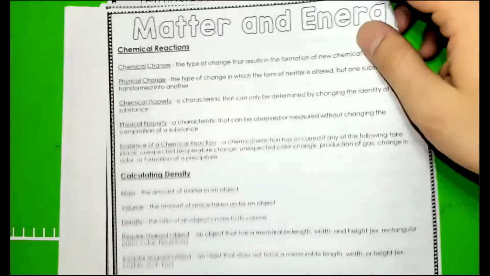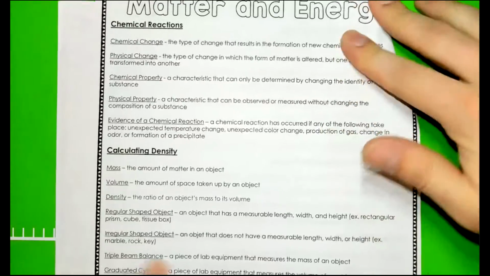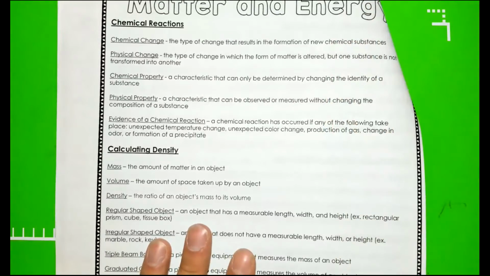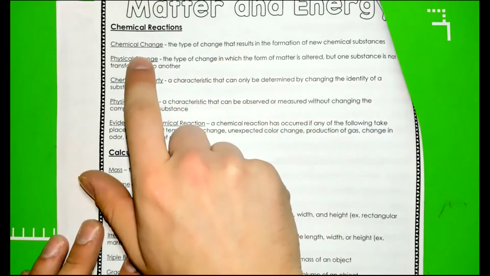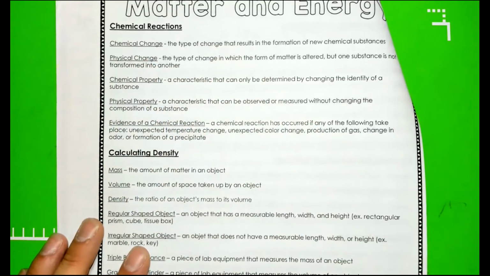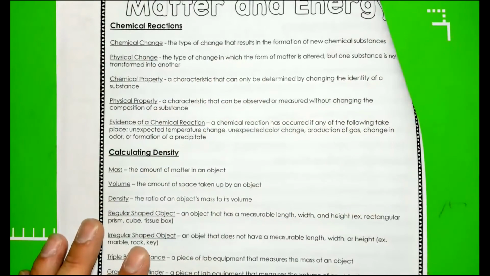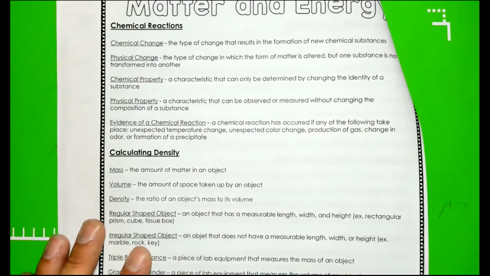We have our chemical reactions. A chemical reaction, guys, is anytime a new substance is formed. When a new substance is formed, this is called a chemical change. You no longer have the original substance. A physical change would be the opposite. If you do have the original substance after, it's been a physical change.